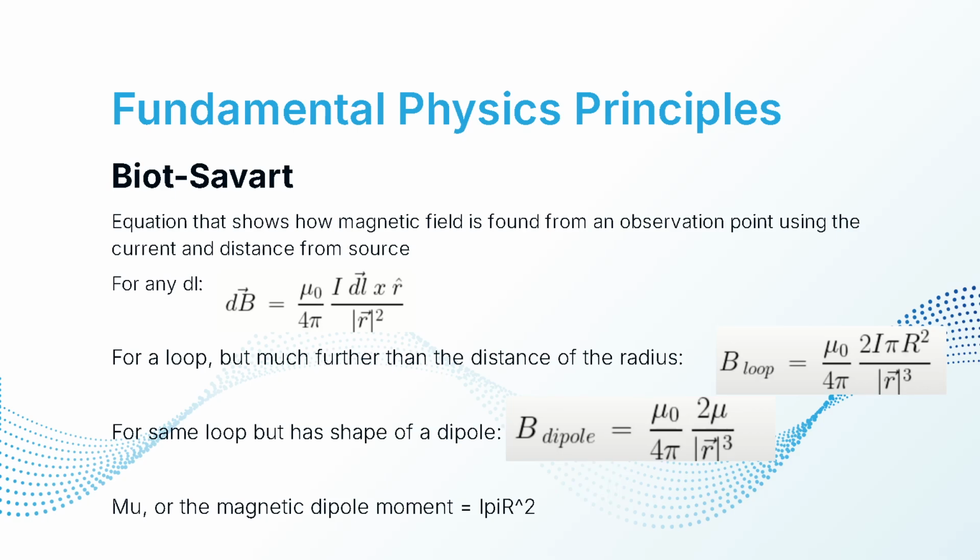Some things you're going to need to know for the lab are the Biot-Savart laws. This is just saying how you find a magnetic field from a known observation point and distance from the source. You can see the basic equation for any differential length right there, and right below that is for a loop. Right below that is for the dipole. In the dipole one, you're going to have to use mu. Mu is the magnetic dipole moment, which is calculated as I pi r squared, which, if you look at it a little more closely, is just I times the area of whatever the source is.